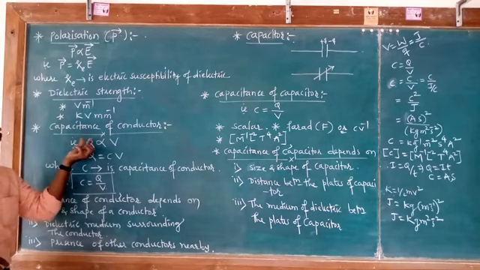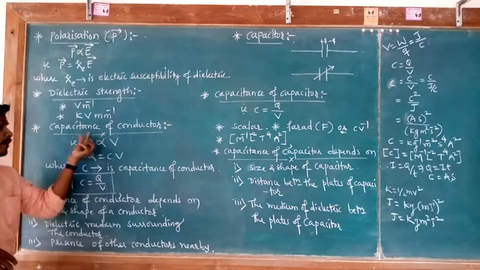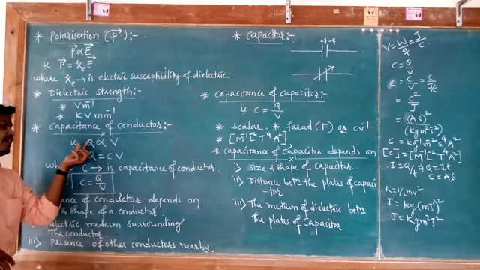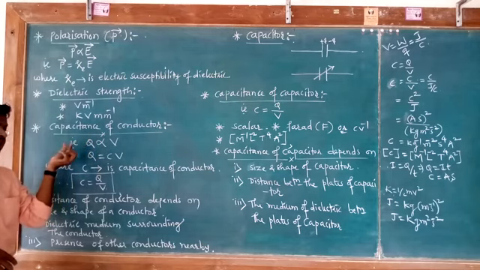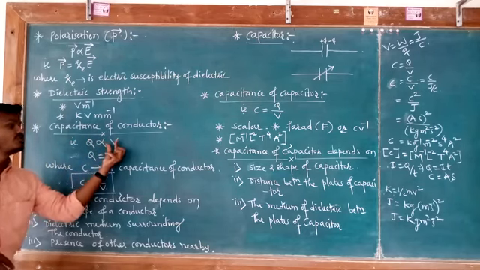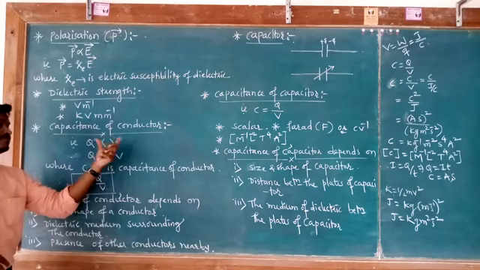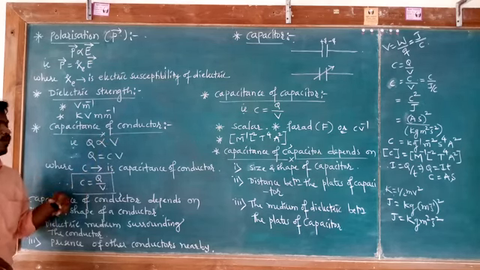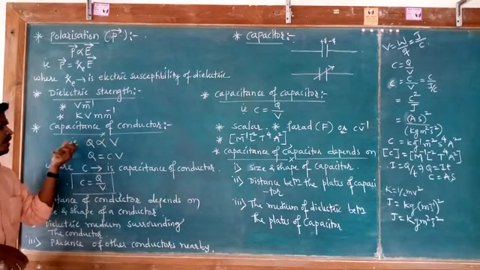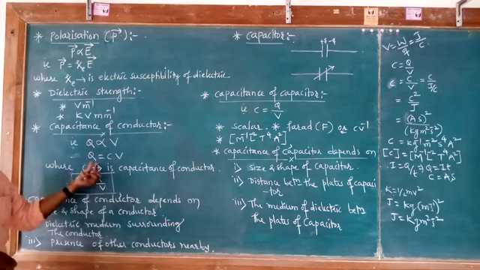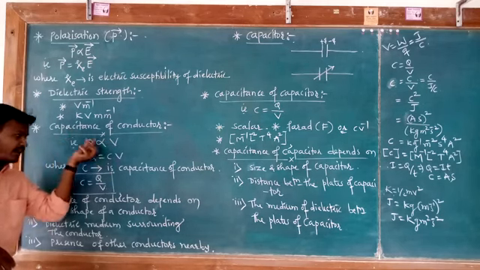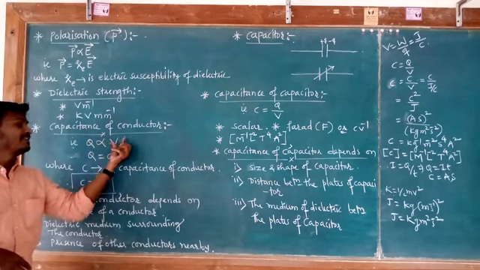Directly we can write Q proportional to V. It means the amount of charge we have provided to the conductor is Q, and the increase in potential that has taken place in the conductor is denoted by V. Therefore, we can easily understand that the amount of charge given to a conductor is directly proportional to the rise in its potential.